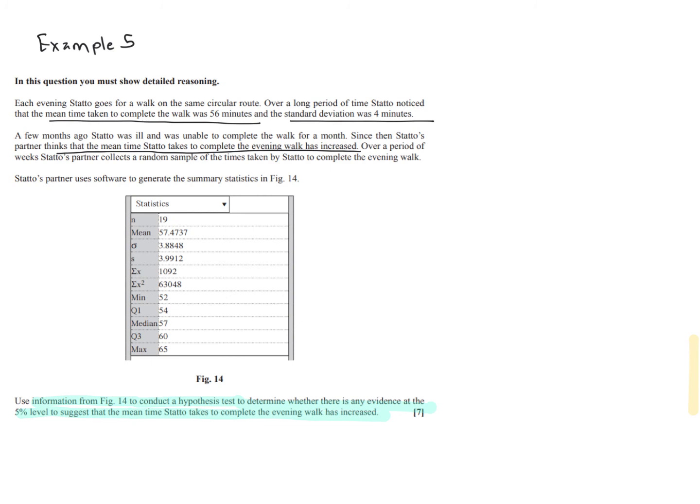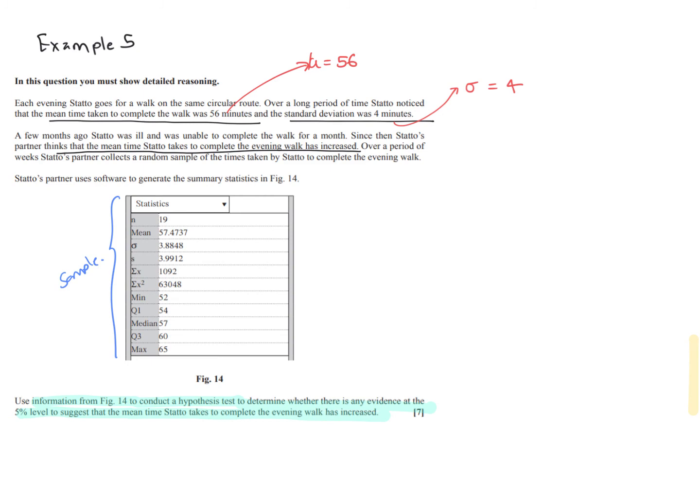So, the information that we have at the start of the question, let's go back to this. So over a long period of time, the mean time was 56. So we're saying that mu was known to be 56 and sigma was known to be 4. Now, the statistics here on the table are based on the sample. So what is the information in the sample? Well, n equals 19. So that's the number of walks, essentially.